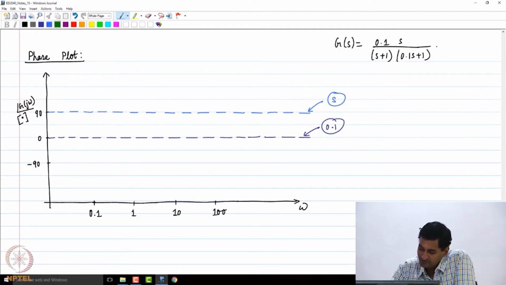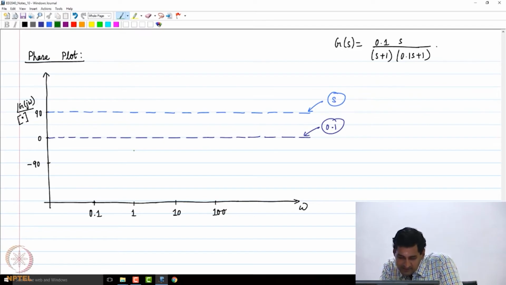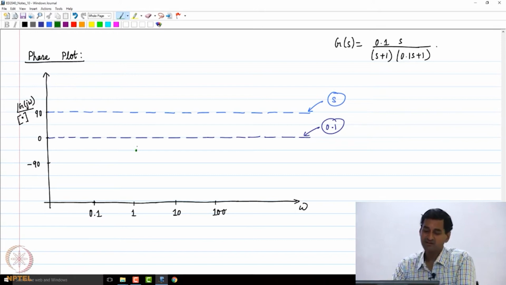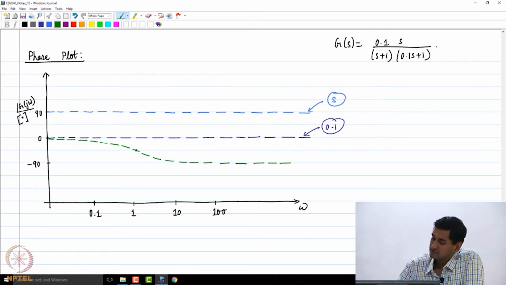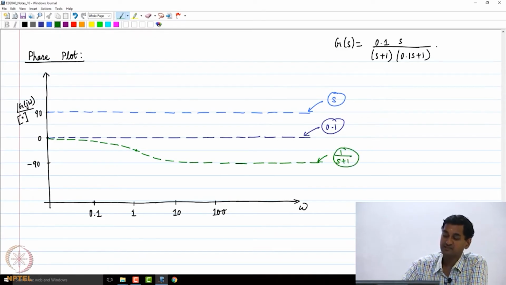So, at the corner frequency of 1, we are going to have a phase of minus 45. So, what is going to happen is the following. 1 by s plus 1 will have a phase plot like this. Okay, this is going to be the phase plot of 1 by s plus 1 in green.